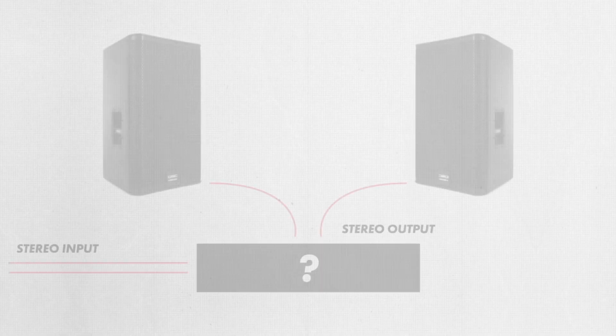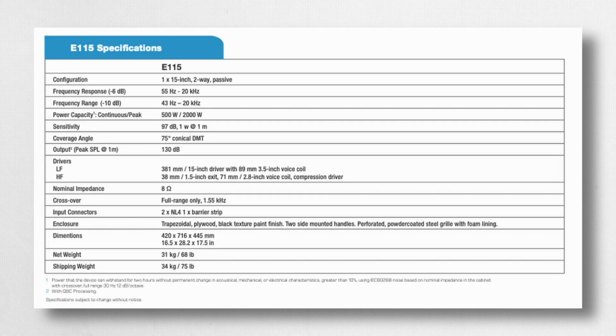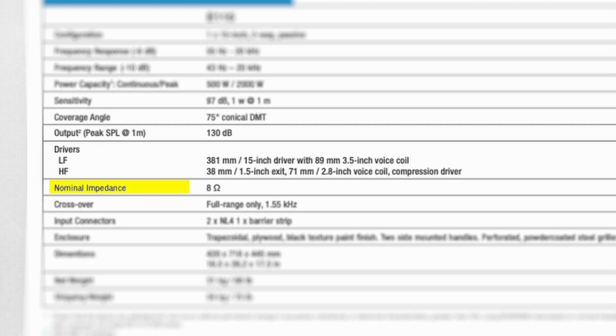Now that you know the nominal impedance and continuous power handling capacity of your speaker, it's time to choose an amplifier. Let's say I'm trying to find an amplifier to power 2 QSC E115 speakers, and we'll assume that we'll only have one E115 speaker on each amplifier channel. I'll make sure that the amplifier is rated to operate at the speaker's nominal impedance, which is 8 ohms.